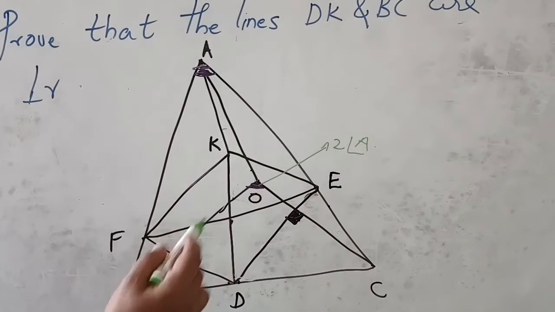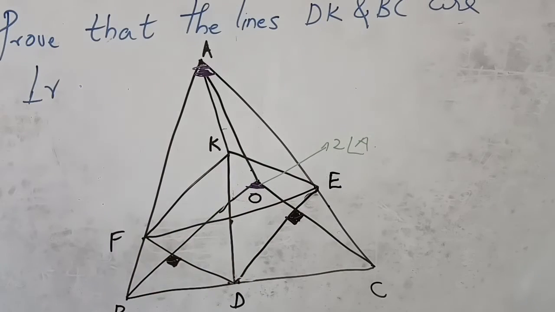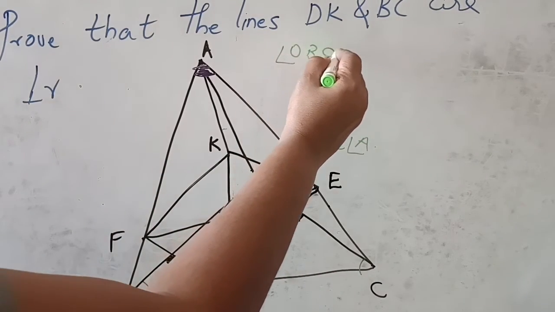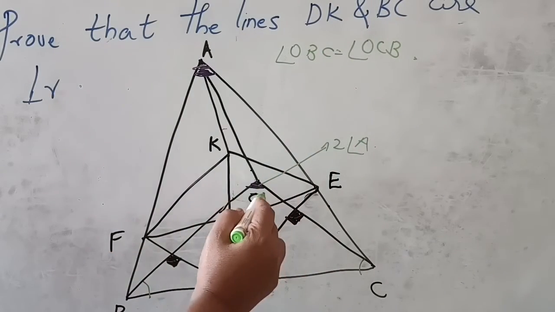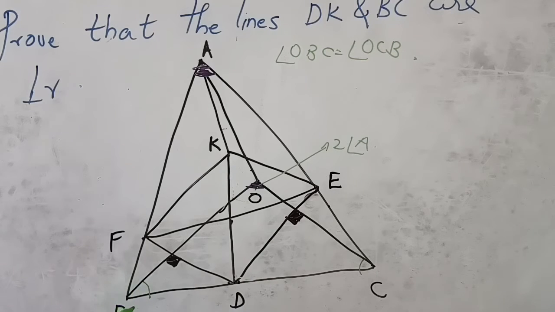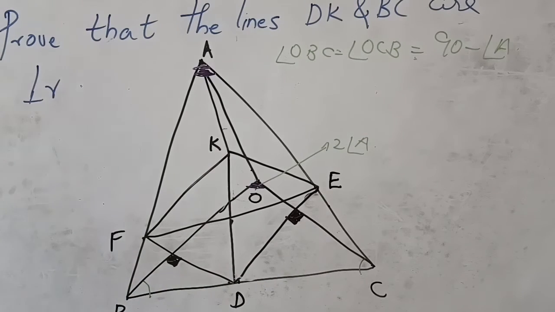Right? Now OB is equal to OC. So OBC becomes an isosceles triangle. So what can I say about the measure of angle OBC and angle OCB? Both of them are equal because they are the base angles of an isosceles triangle. So I can say angle OBC is equal to angle OCB. Right? So from this triangle, if this is 2 angle A, we can find out the measure of angle B and angle C. So I have written down the measure of angle OBC and angle OCB. It is 90 minus angle A by using the angles, because the sum of angles of a triangle is equal to 180 degrees. It's the simplest one.